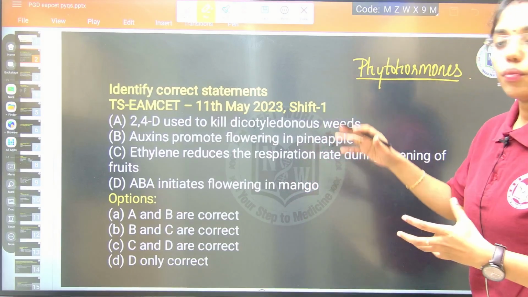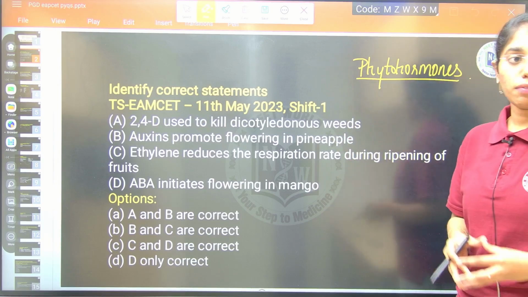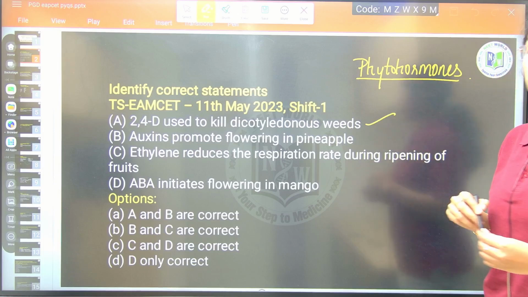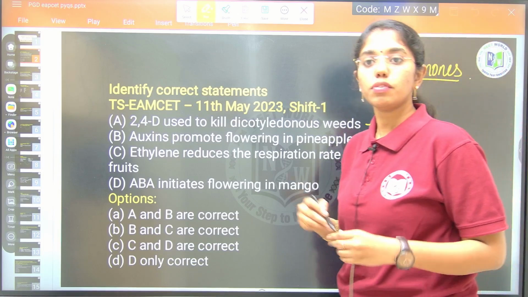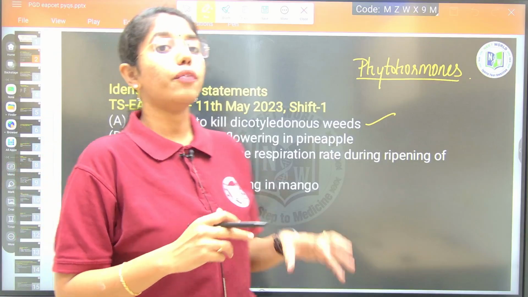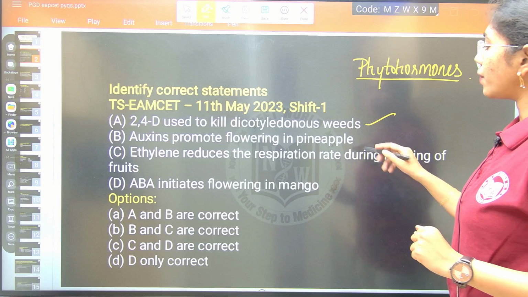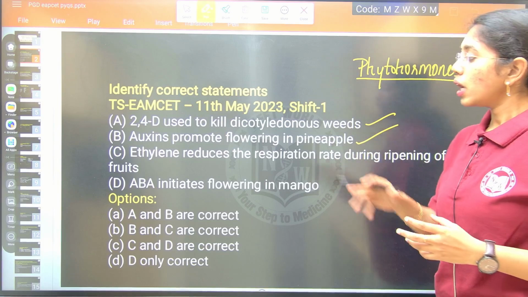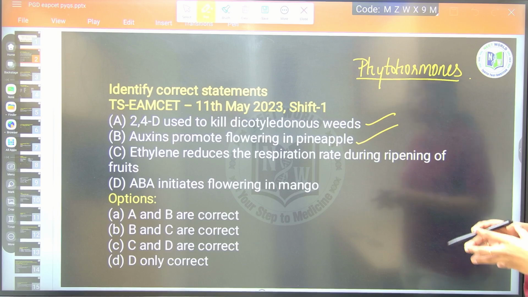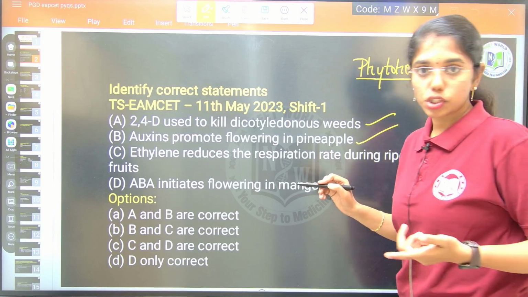If you look at the first statement, 2,4-D, which is used to kill dicotyledonous weeds, true. Yes, 2,4-D is a synthetic auxin which is used to kill dicotyledonous weeds and provides weed-free lawns. Promotes flowering in pineapple, true. If you look at statement C, ethylene reduces respiration rate during ripening of fruits. No, ethylene will raise up the respiration rate.